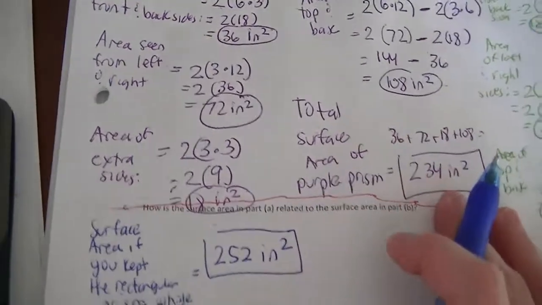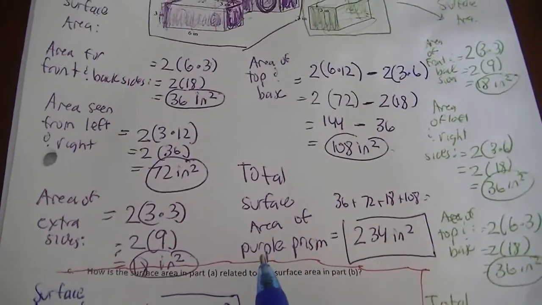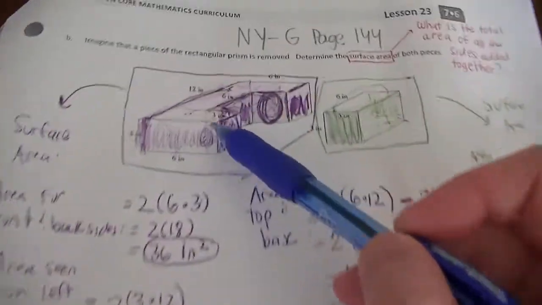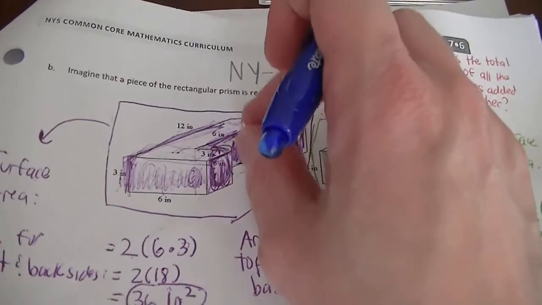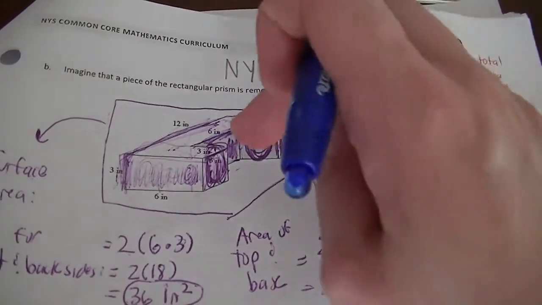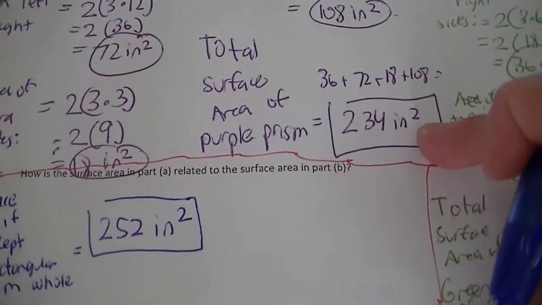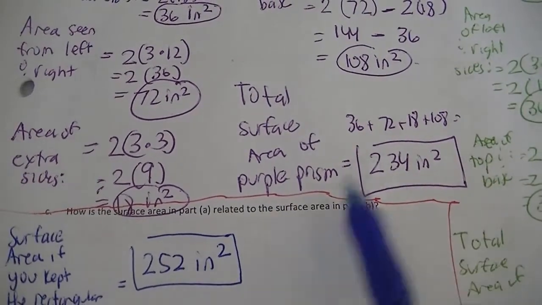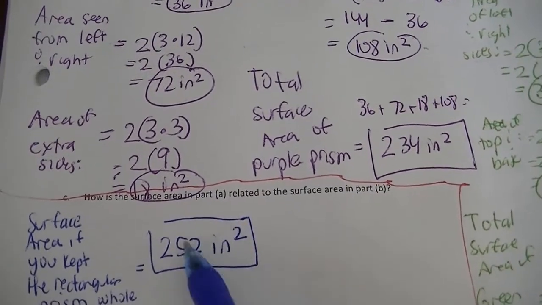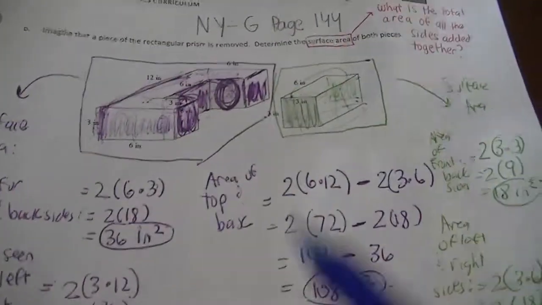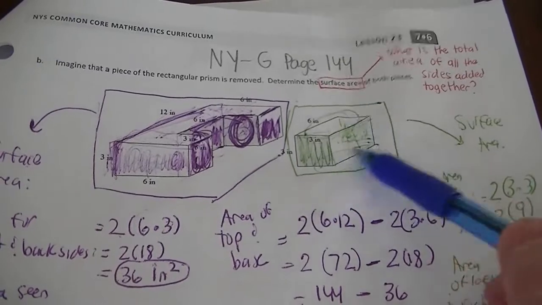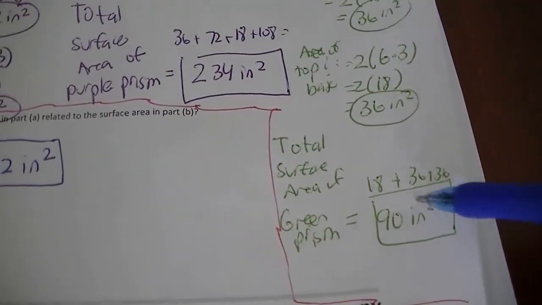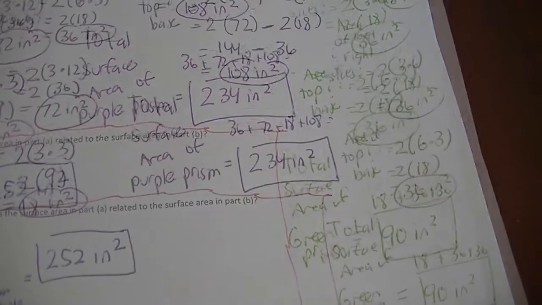Okay, now let's compare that to what we found in this part right here, part B. When we took out the chunk and put it right there, the surface area was 234 inches squared. Okay, and you'll see that it's less than what it originally was. However, when you find the surface area of this right here, that chunk that was taken out, you'll see that the surface area was 90 inches squared.